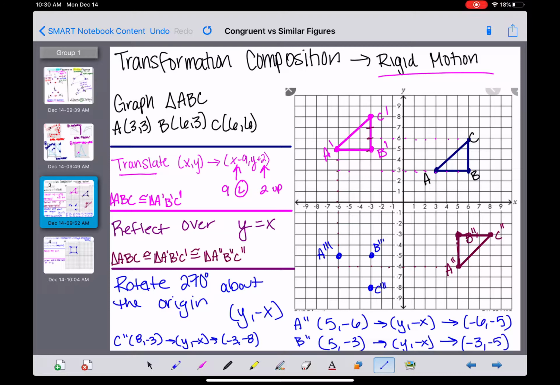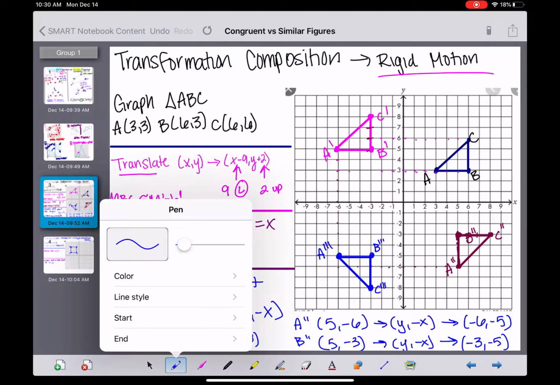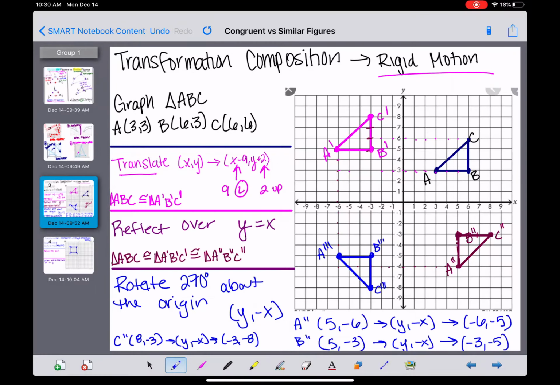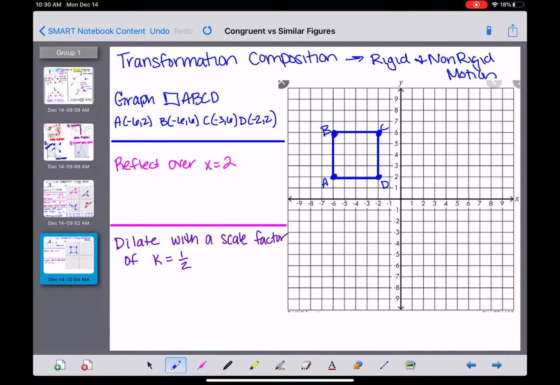So I went through all 3 of the rigid transformations, and all 4 of these triangles are congruent to one another. The last transformation composition that we do is going to be a combination of both rigid and non-rigid motions.